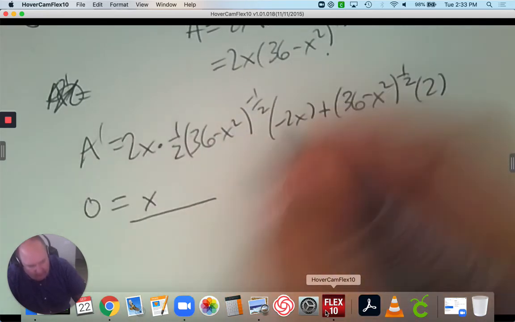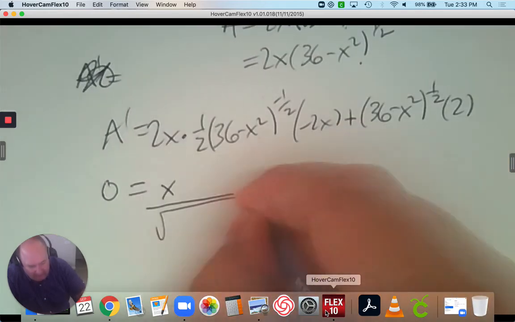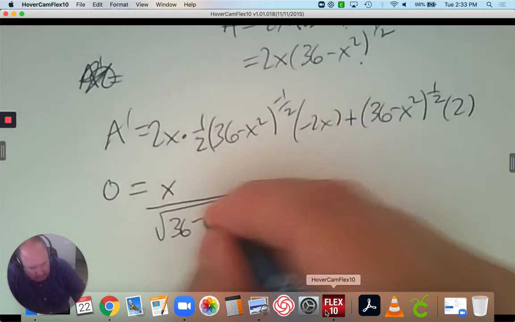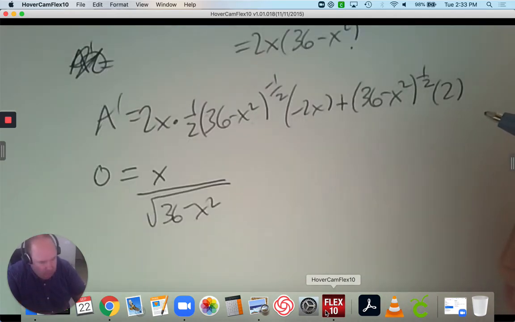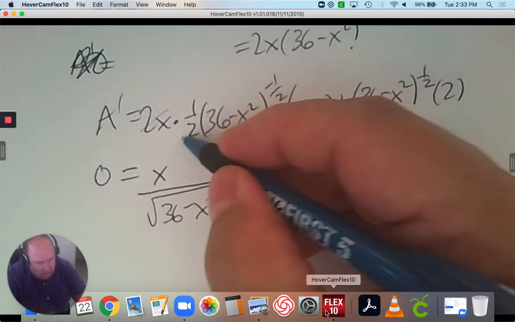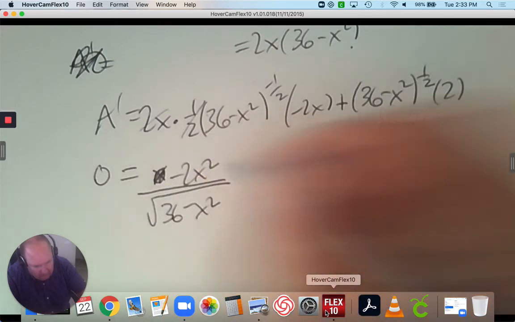And I'm going to write this 36 subtract x squared to the negative half. I'm going to go back and write it as a square root, and it goes in the denominator. So when it's calculus or algebra, I switch it back and forth. Oh, and I forgot. So the 2's and the half cross out, but I still have a negative 2x squared if I put it all together.